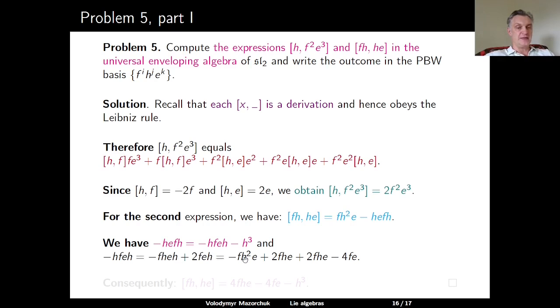So here we swap e and h, so this is minus fh squared e plus 2fhe, and here we swap e and h, plus 2fhe minus 4fe. And now we take this, which cancels here, and now if we add up these 4 summands, we get that the answer is 4 times fhe minus 4 times fe minus h cubed. And this completes problem 5.